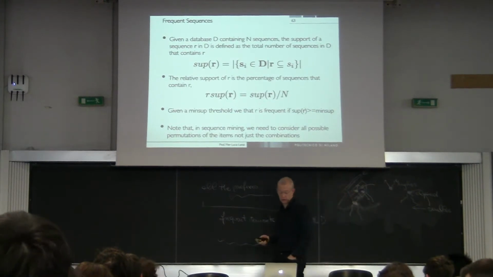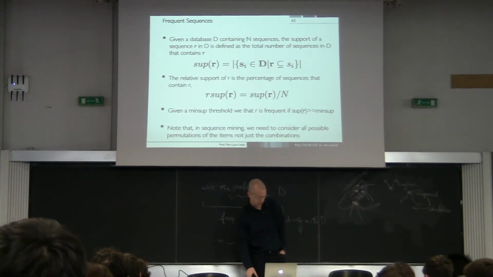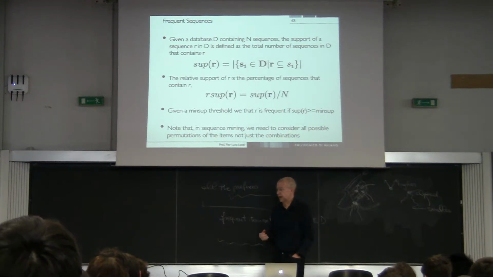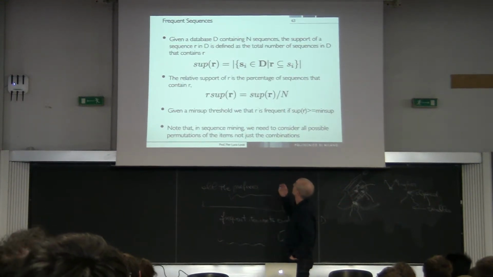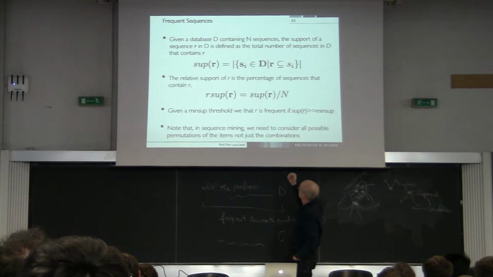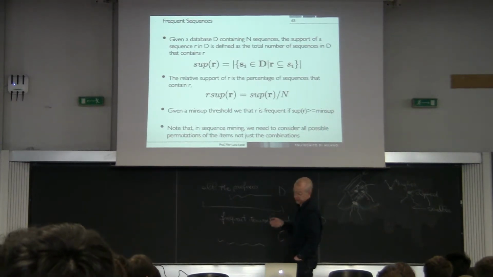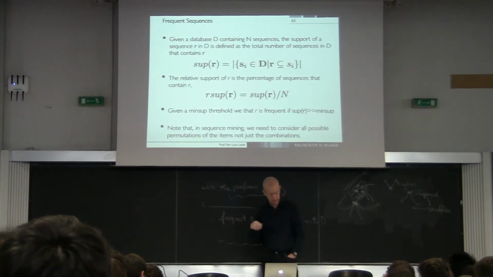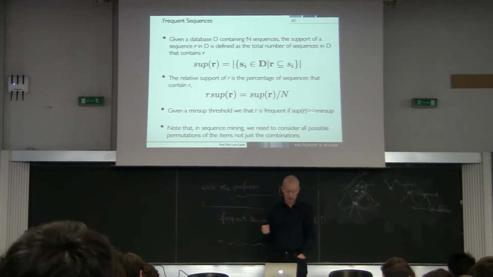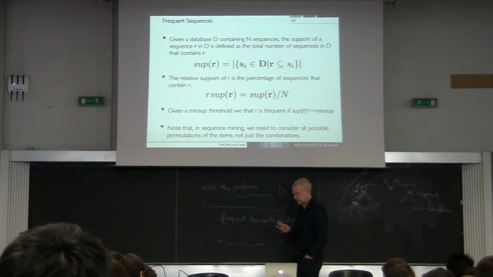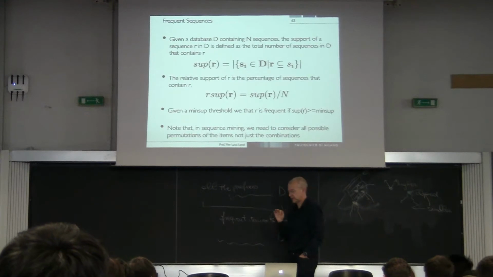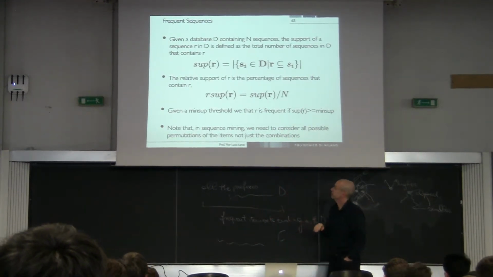And the problem is actually the same. I'm looking for a pattern, which is a temporal pattern, for which the subsequence appears at least for a certain percentage of sequences.